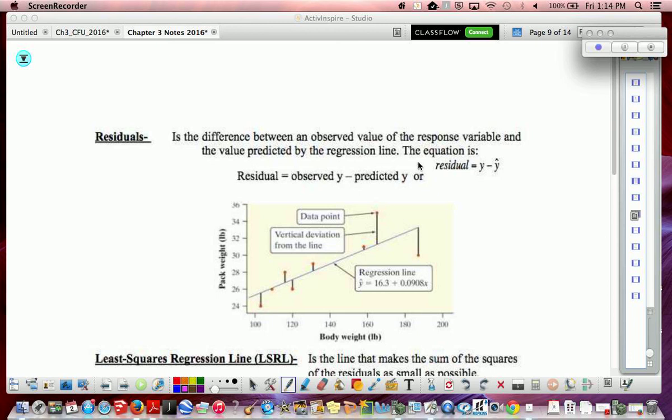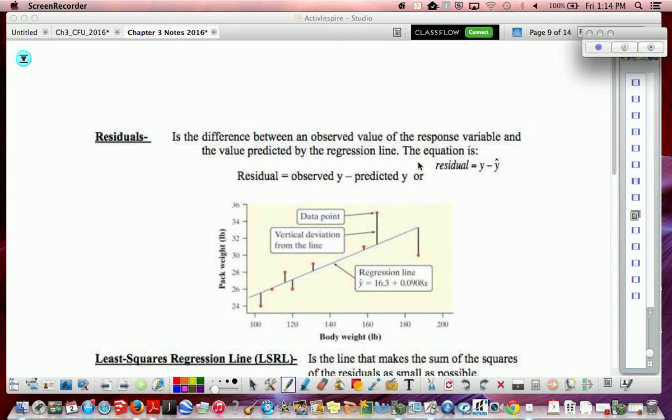Again, when we last left off yesterday in 3.3, our very last question on the previous page asked you to calculate the residual value and talk about what that actually means. So we need to define what a residual is. We not only have the definition up here, but we have a picture that helps you visualize what a residual is talking about.